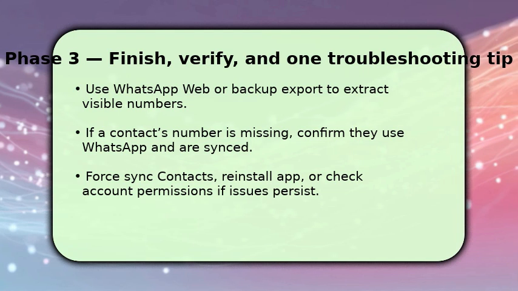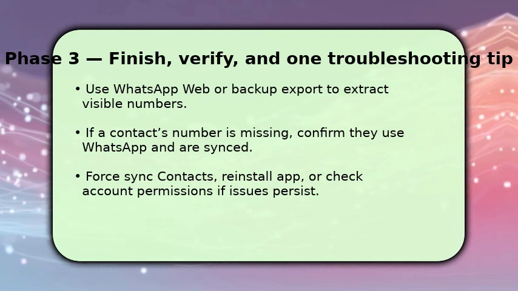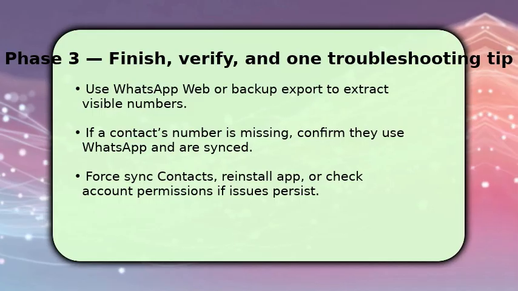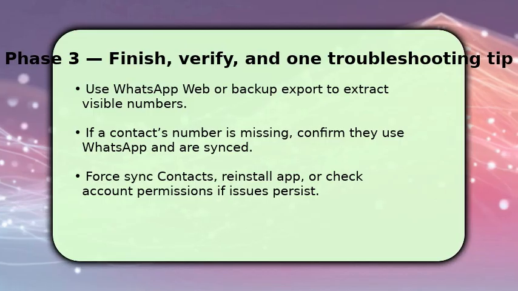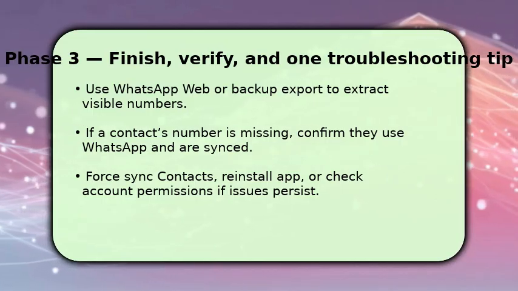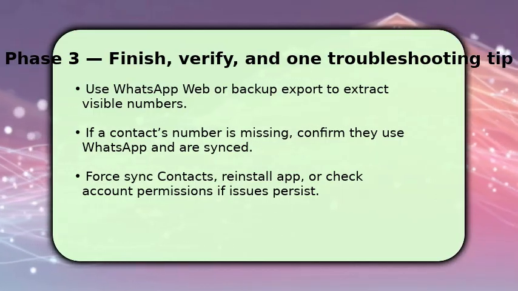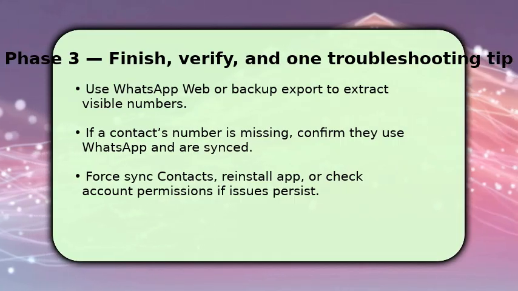Open Web.WhatsApp.com and scan the QR code, copy profiles or use a chat export to capture visible numbers into a file. If a number is missing, make sure that person uses WhatsApp and that your contact sync includes that entry. Sometimes duplicates or country codes block matches.